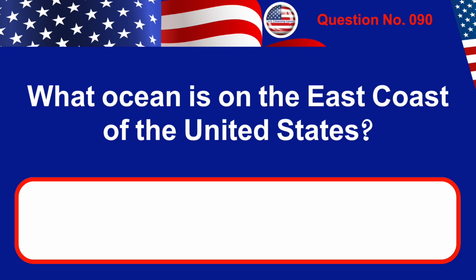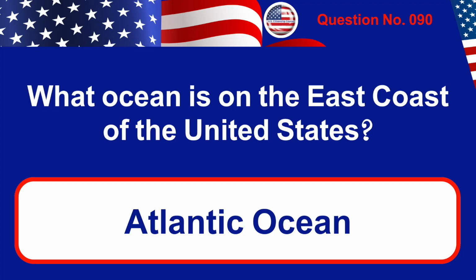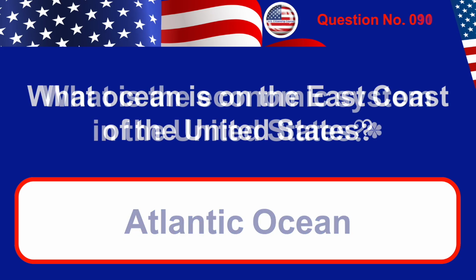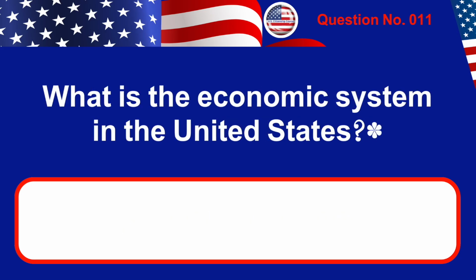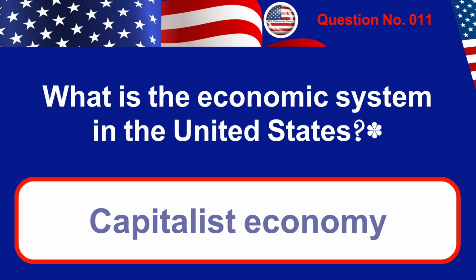What ocean is on the east coast of the United States? Atlantic Ocean. What is the economic system in the United States? Capitalist economy.